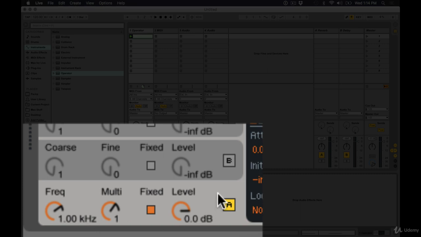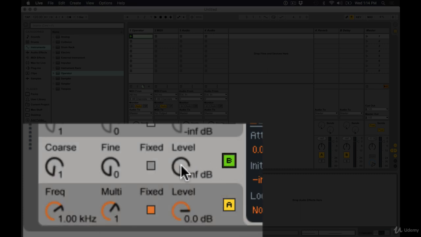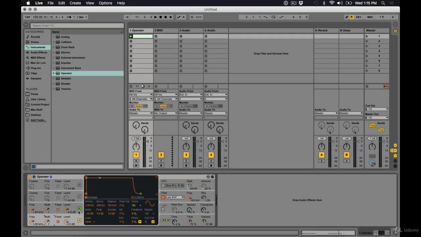So I'm going to add a fifth on top of that. I'm going to add another oscillator and turn it up. And I'm going to set this one to 1500, or 1.5 kilohertz. There we go. So here's the note without the fifth. And let's add the fifth in. So that is the sound of a fifth.